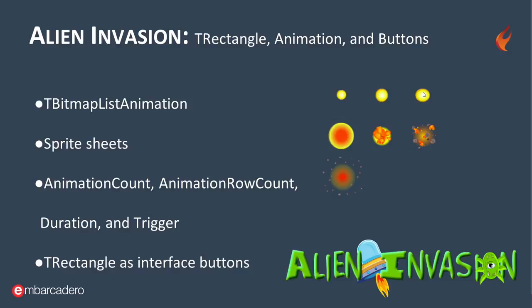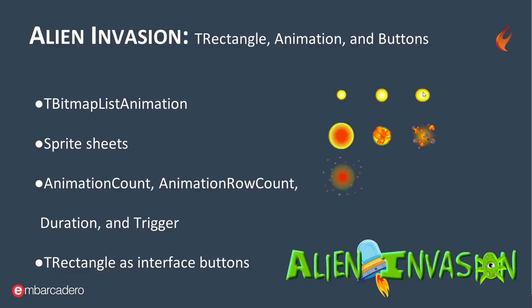The T-bitmap list animation has a lot of different properties, but I only used a few, like animation count, animation row count, duration, and trigger. The trigger property watches for a property change, like if the isVisible property gets set to true, then the animation starts. I use the trigger property because of the object pools. When the objects come out of the pool and get set to visible, it starts the animation.